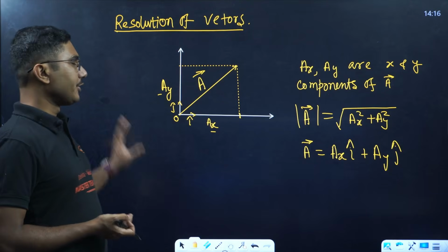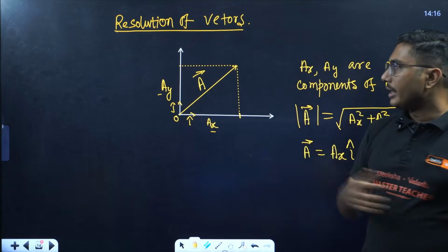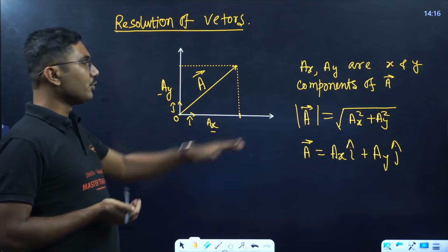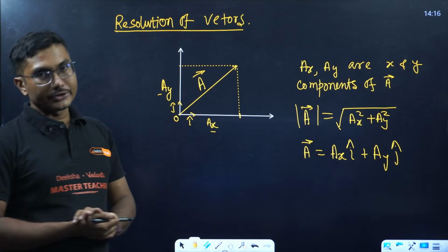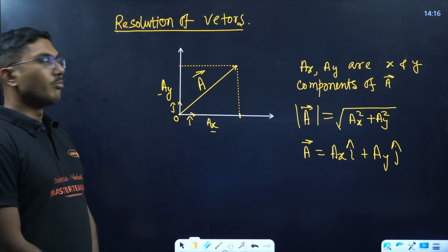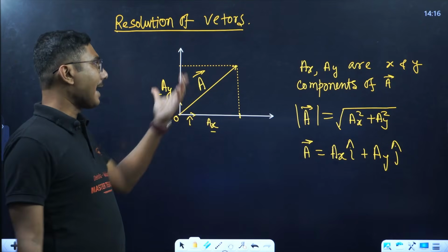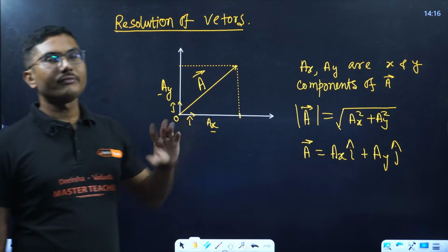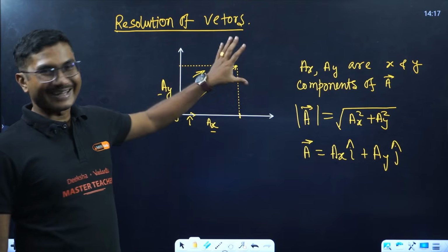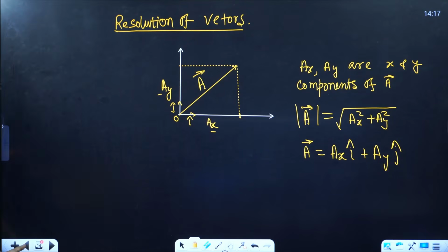We'll see that. So resolution is basically a way of expressing a vector. Resolution of a vector is basically taking one vector and dividing it into two different components. That is called resolution of a vector. When one vector is divided into two separate components, those two components are called components of vector A, and this method is called resolution of vectors, or resolving a vector into its components. So resolving this vector A into its constituent components is called resolution of a vector.